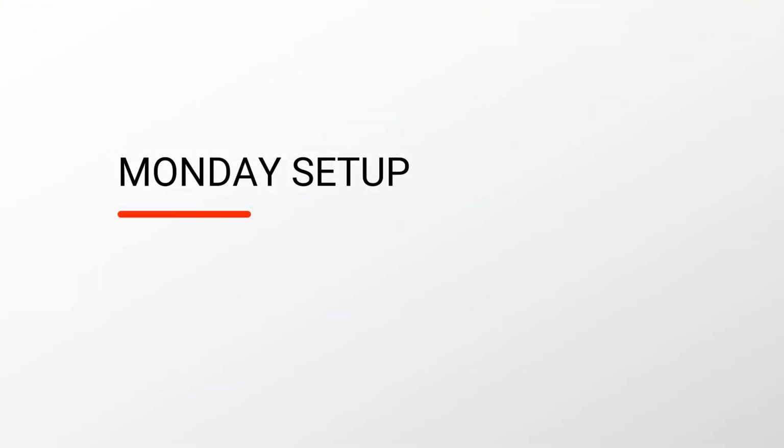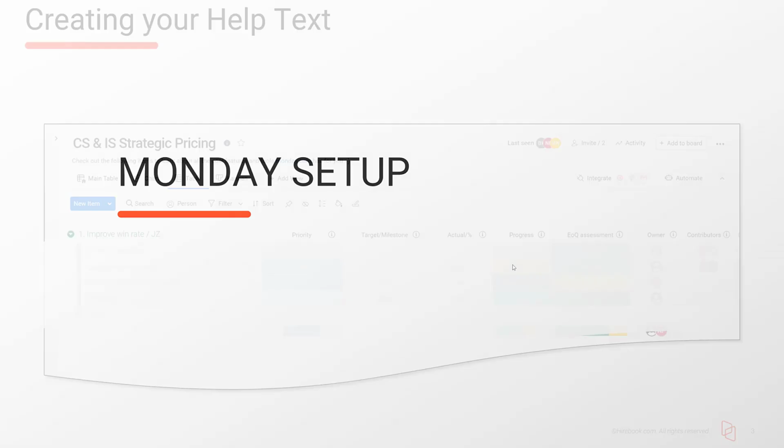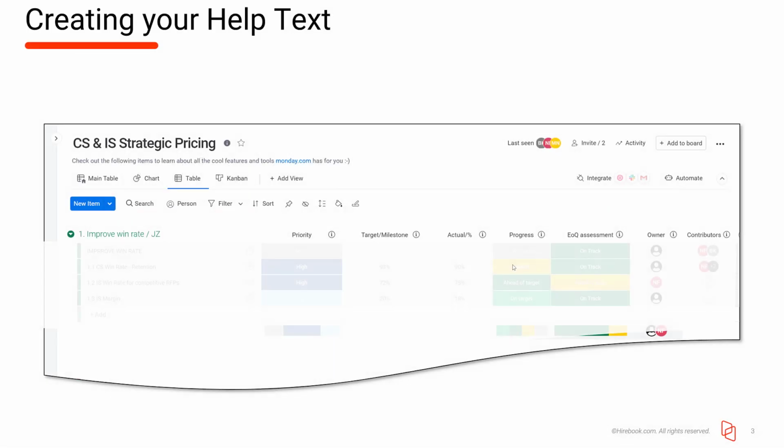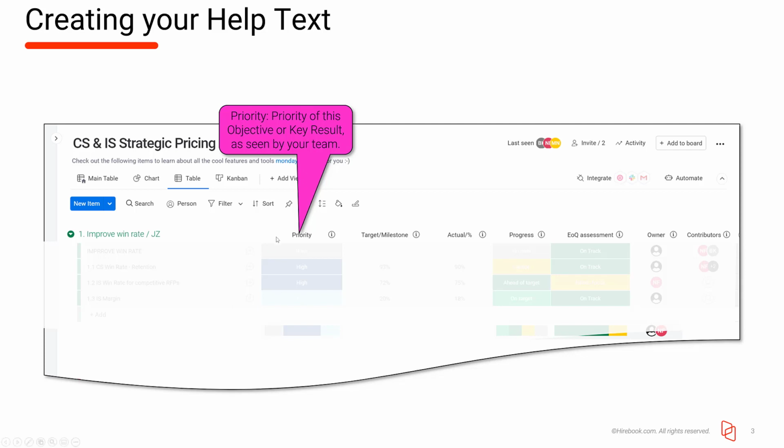Now that you've seen the final point, let's walk through the steps. So first off, the setup that we recommend to get that configuration that I showed you is as follows. What you need to do is create the following columns. One is priority, and the priority definition is that I would put under the information button is as follows.